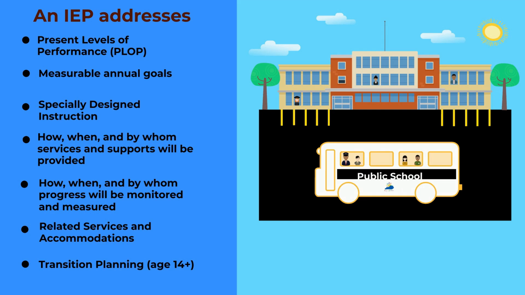An IEP addresses present levels of performance, measurable annual goals, specially designed instruction, how, when, and by whom services and supports will be provided, how, when, and by whom progress will be monitored and measured, related services and accommodations, and transition planning, ages 14 up.